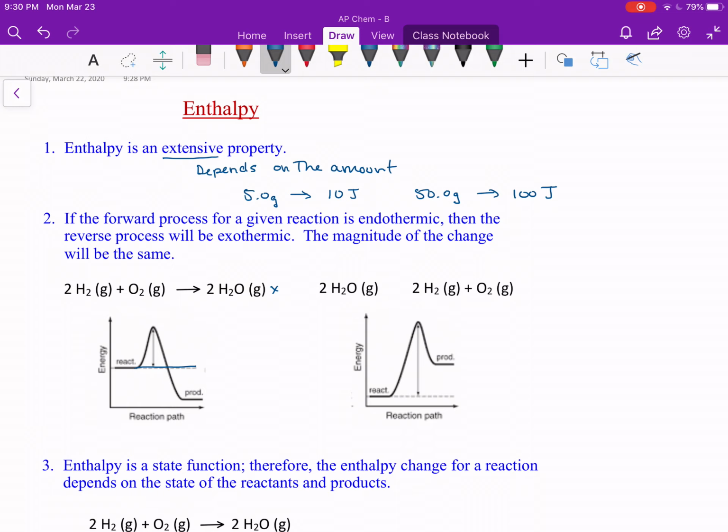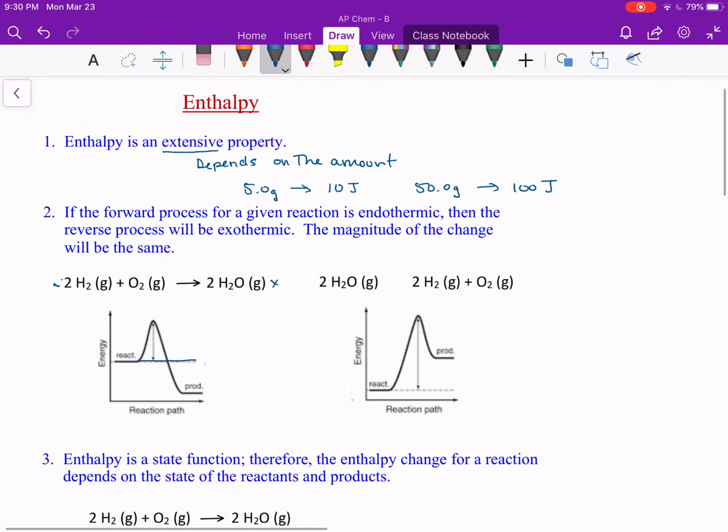The second thing is that if the forward process of a given chemical reaction is endothermic, then the reverse process will be exothermic. The magnitude of the change will be the same. And so if we look at these two chemical reactions, if we start over on this side and look at the synthesis of H2O, then we know that delta H for this process is going to be negative because it is an exothermic process.